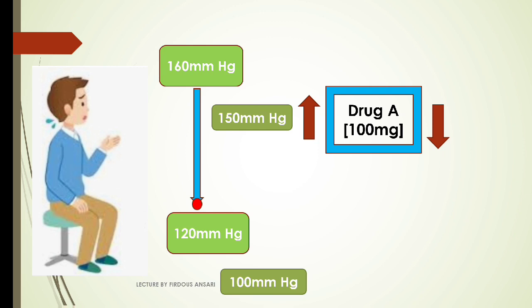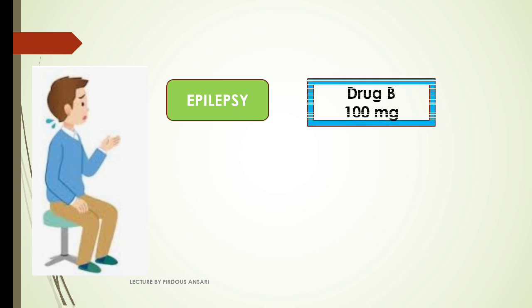If the blood pressure has fallen significantly, then reduce the dose of the drug. This is simple enough. Now we have another person who is suffering from epilepsy. So a doctor prescribed him drug B, to be taken 100 mg for 1 week, and after 1 week the person will come.